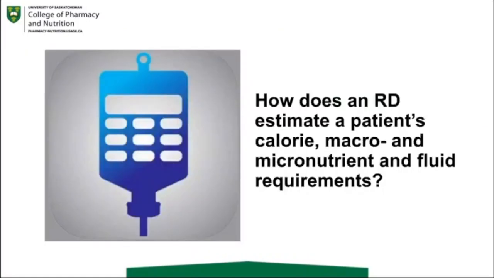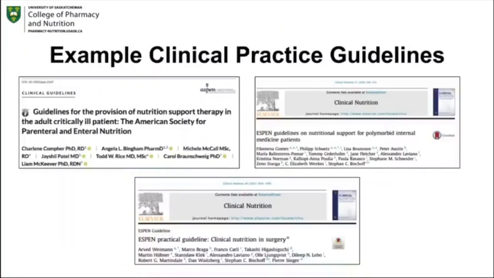So, how does a dietitian determine a patient's calorie, macronutrient, and fluid requirements? In many cases, we refer to disease or condition-specific clinical practice guidelines that have been published to guide the nutrition management of individuals with these conditions. All of the data we collect in our assessment helps us to determine which guidelines to follow and to estimate the patient's calorie, nutrition, and fluid requirements. For example, we have guidelines for providing nutrition therapy in critically ill patients, surgical patients, and those with polymorbid chronic conditions.